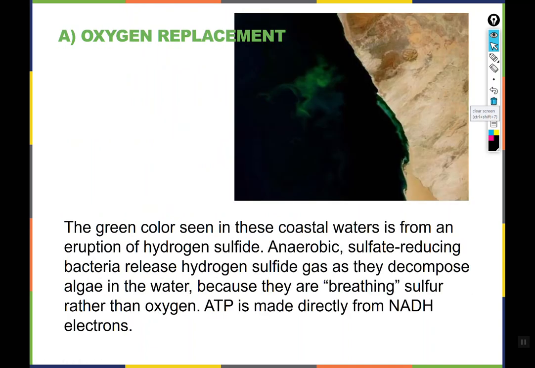So here's an example of oxygen replacement. So you can see this green color here in these coastal waters. So this spooky bloom of algae. And then here you can see it taking the form of the waves that are crashing against the coast. These are from an eruption of hydrogen sulfide. So hydrogen sulfide is H2S.